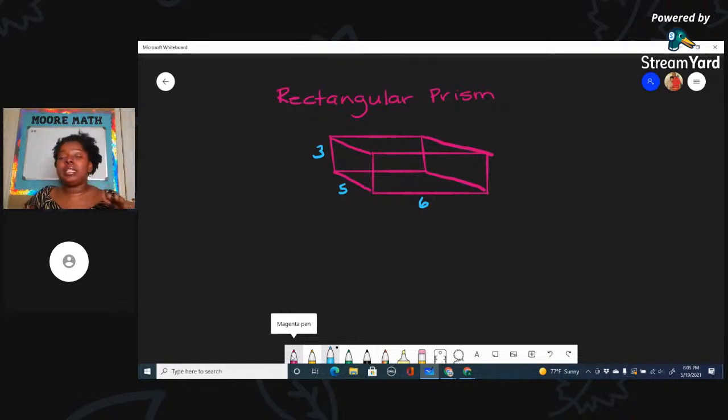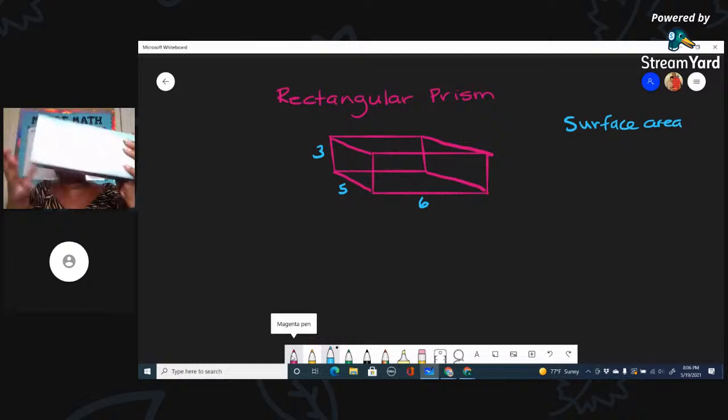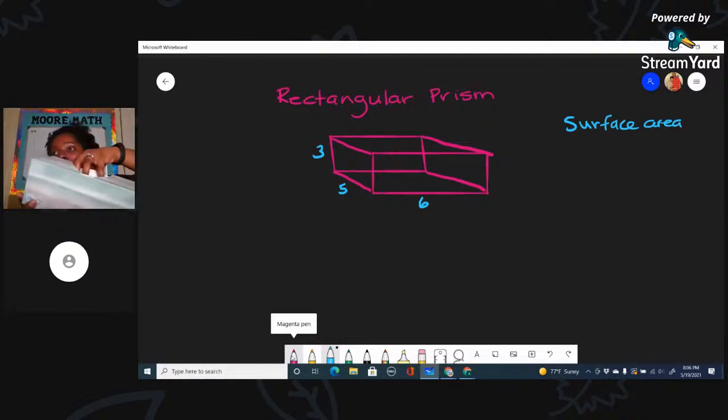Okay, so this is a rectangular prism. Surface area. Well, surface just means everything on the surface, right? So all of these sides, we're not worried about what's inside of this at all. It's everything that's on the outside. So surface area just means find the area of all of these sides. You're going to find the area of each of these 6 sides and then add them together. And that's surface area. You're adding all of the areas.